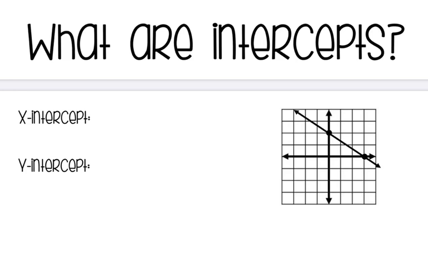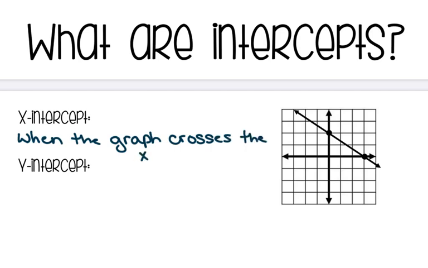Now, there is one more way we can graph standard form by using intercepts. So intercepts are just where they cross the x or the y axis. So the x-intercept is when the graph crosses the x-axis. Okay, it's always going to be in the form of an x value and then 0.